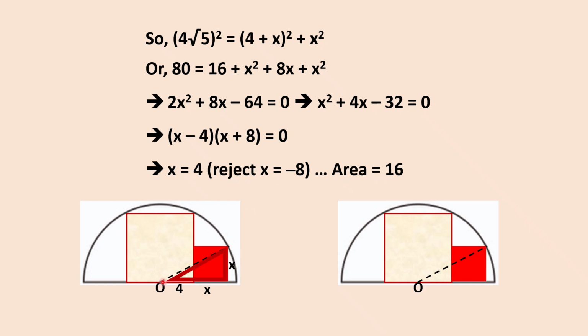So what we did: we got another right angle triangle where the base is 4 plus x, the altitude is x, and the hypotenuse, or the radius, is 4 root 5. Then using the Pythagoras rule, we got x square plus 4x minus 32 equals 0, or x minus 4 into x plus 8 equals 0. So x equals minus 8, the negative value, is rejected, and x equals 4. So the side of the smaller red square is 4, and the required area is 16 square units.